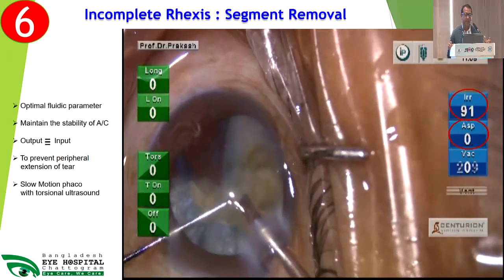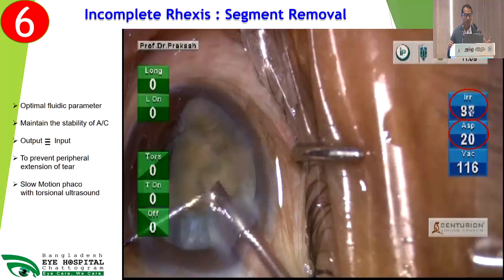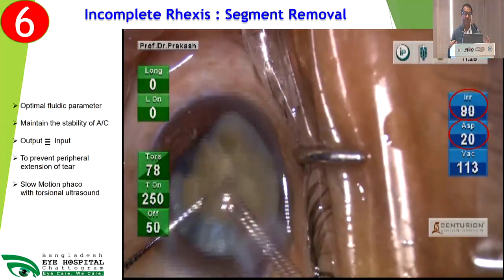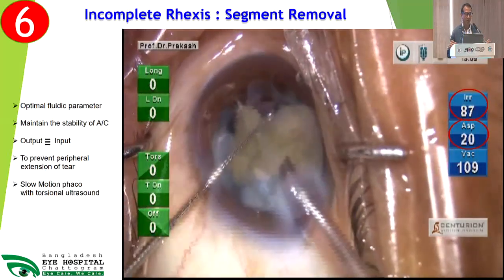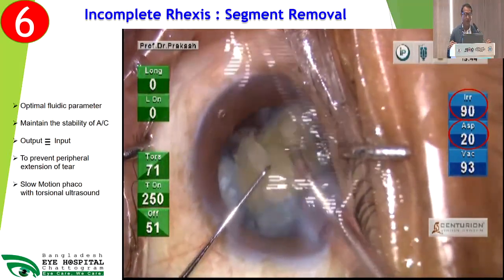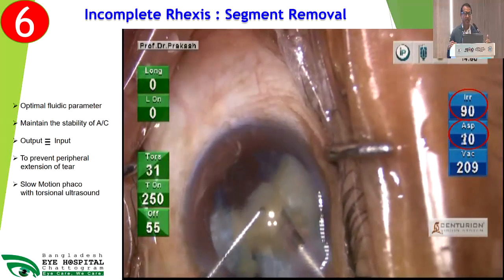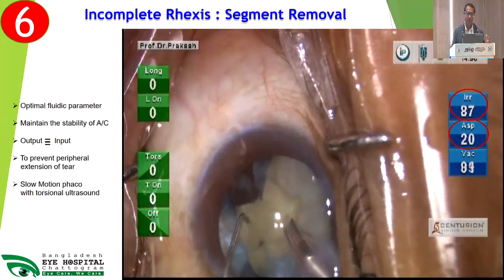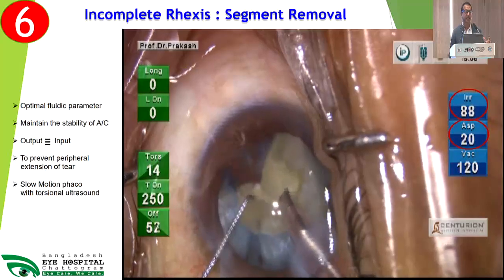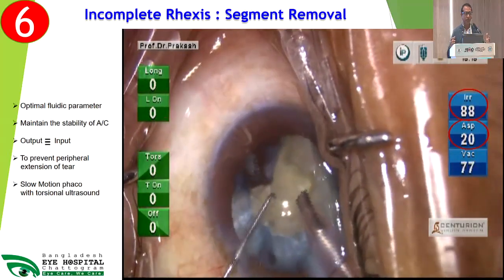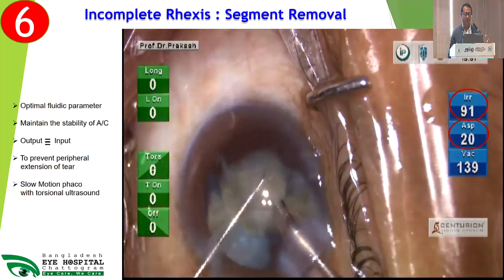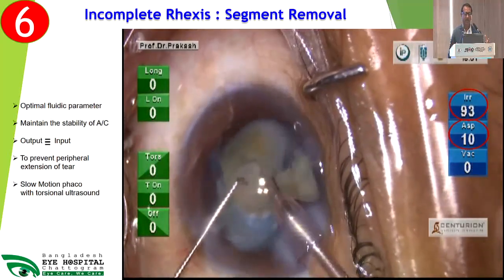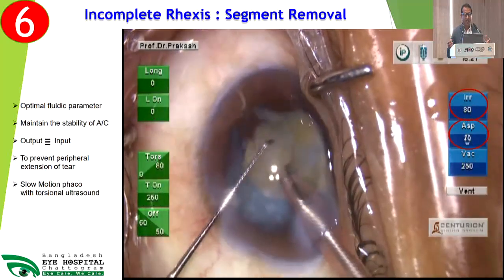During fragment removal, it is very important to use optimal fluidic parameters to maintain the stability of the anterior chamber to prevent further extension of the tear. So we have to always keep in mind that the input should be matched with the output. And slow motion phaco with torsional ultrasound is very useful to deal with cataract with an incomplete rhexis. The main advantage of torsional ultrasound is that it has outstanding cutting efficiency, there is no conflict between the energy and aspiration, and it greatly enhances followability. Even with a low aspiration flow rate, the fragments come to the phaco tip very nicely.